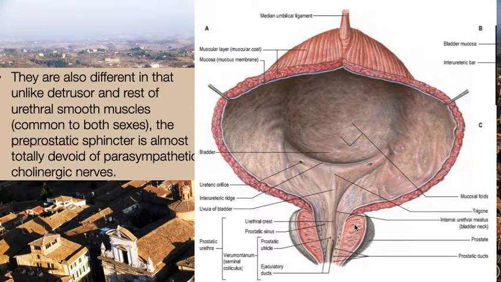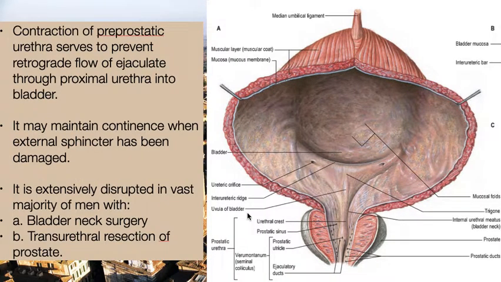They are also different from the detrusor muscle in a way that, unlike the rest of the urethral smooth muscles of both sexes, the preprostatic sphincter is almost completely devoid of parasympathetic cholinergic nerves, only supplied by the sympathetic nerves. Now, the contraction of this preprostatic urethra serves to prevent retrograde flow of the ejaculate through the proximal urethra into the bladder.